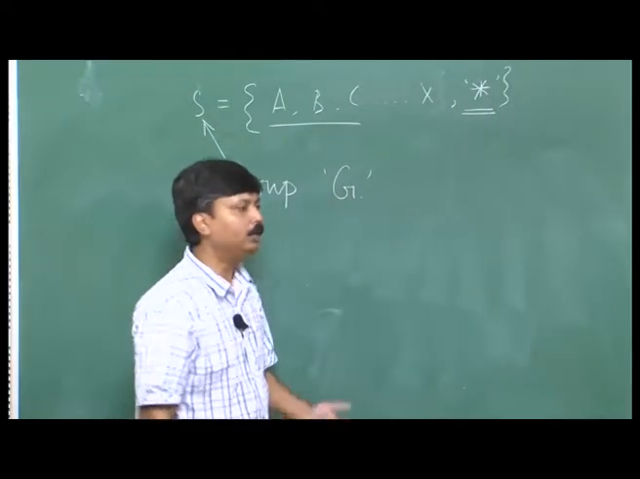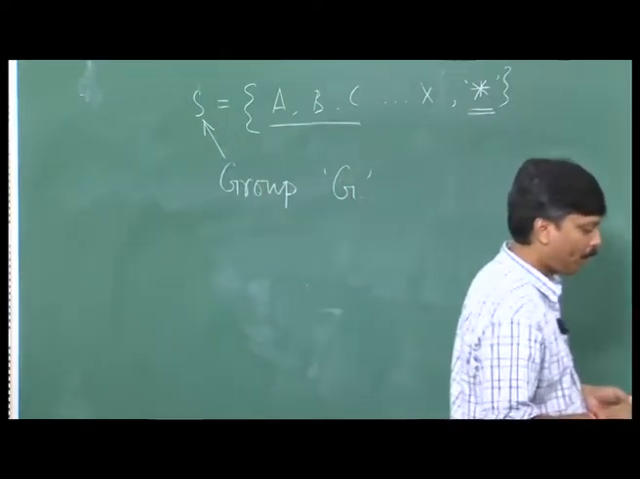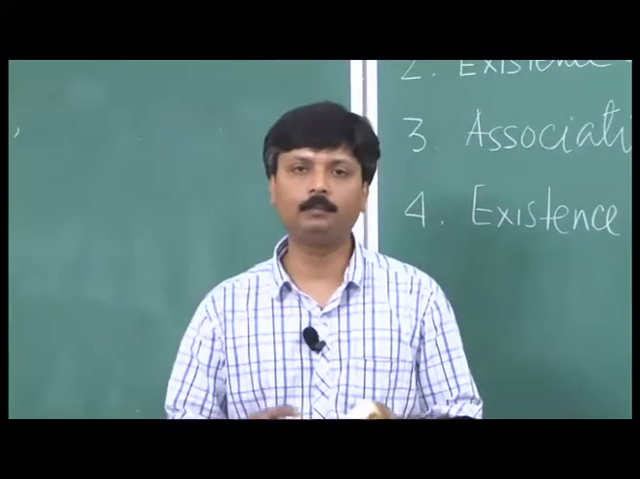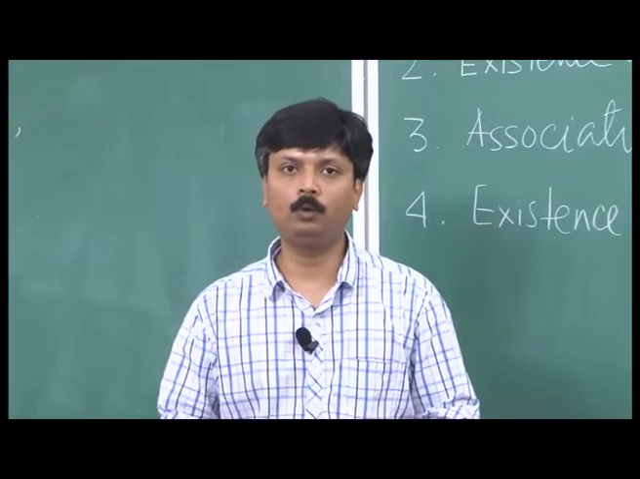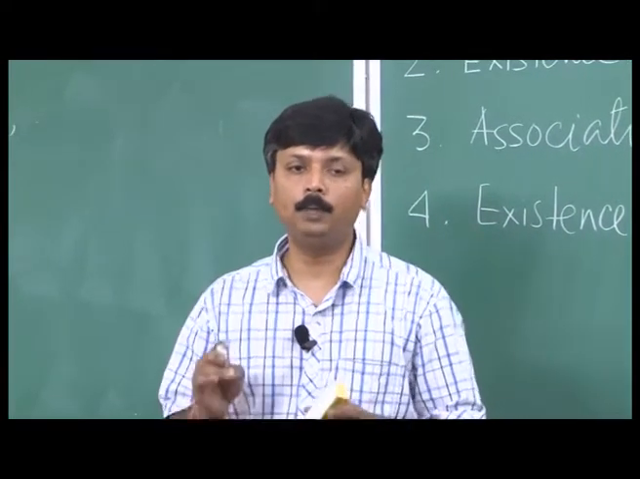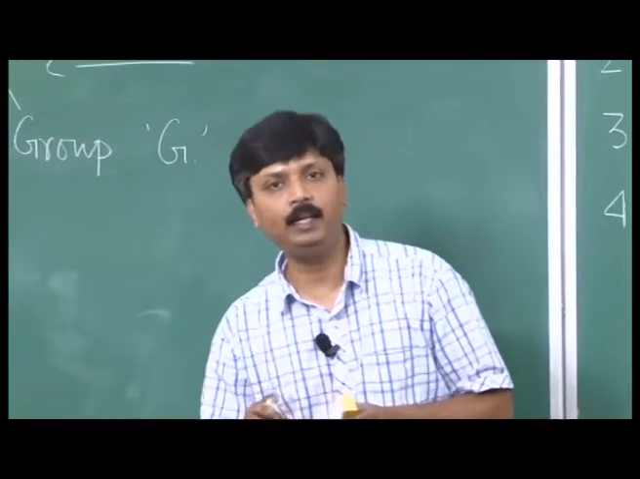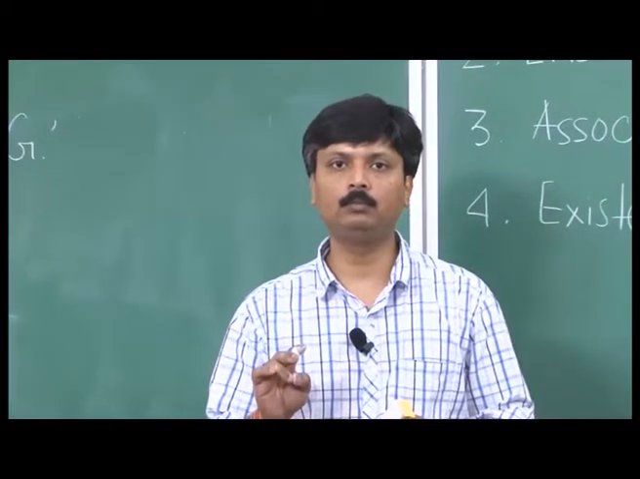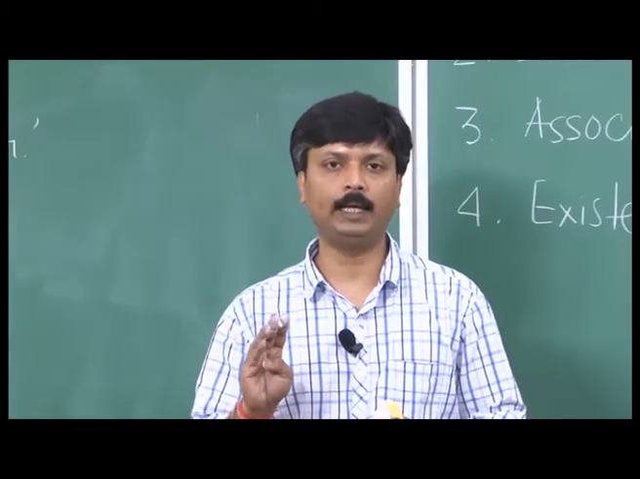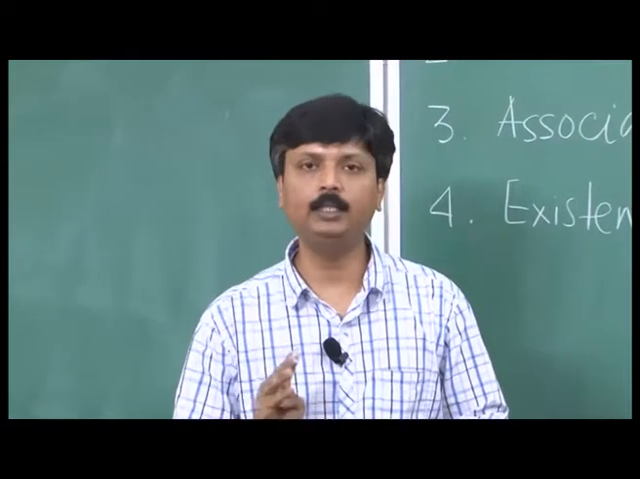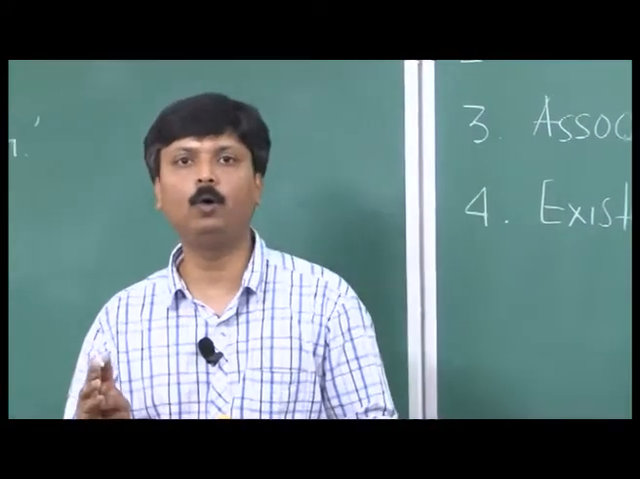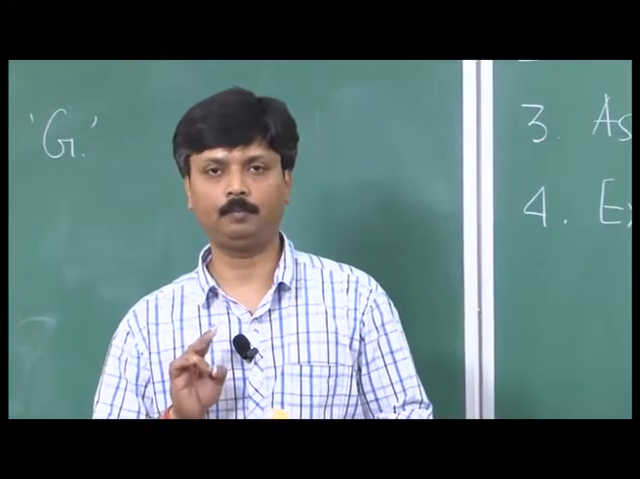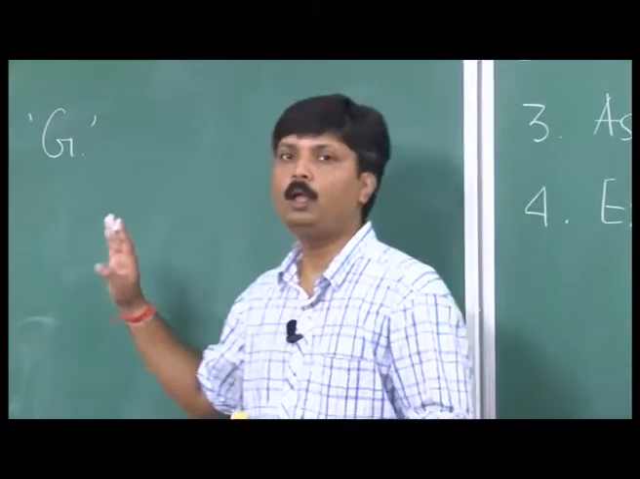Now let's revise what we have so far. Any given set, that is a collection of elements, will be called a group when a particular rule of combination is defined in it and all the elements follow certain rules. One, closure; second, existence of identity; third, law of associativity holds; and fourth is the existence of unique inverse. Then it will be called a group.